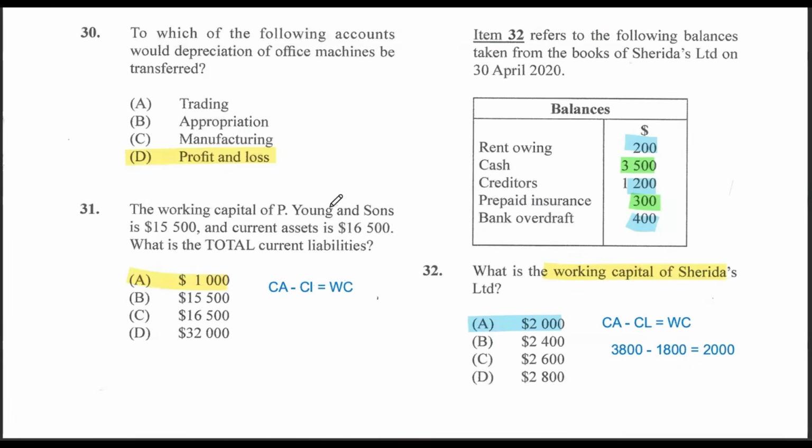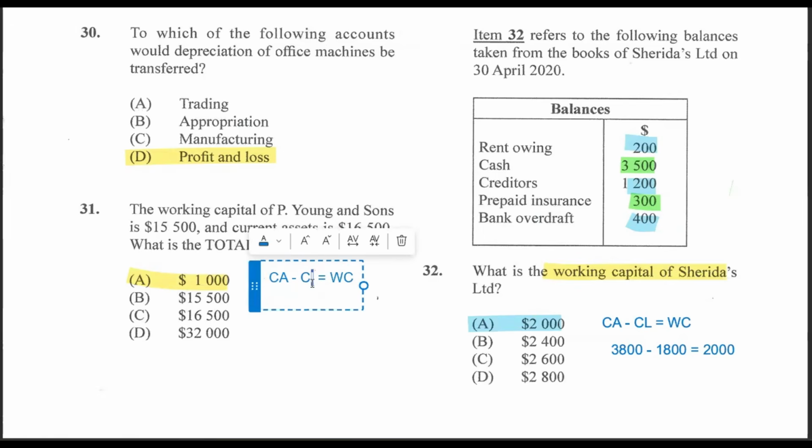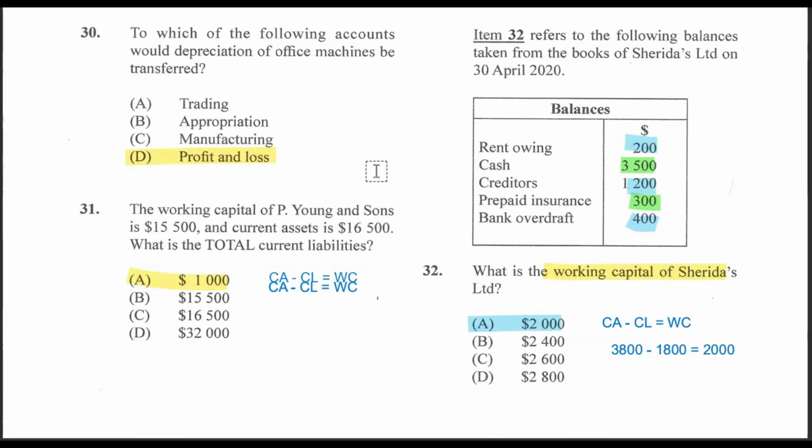Question 31. Working capital of P. Young and Sons is 15.5 and current assets is 16.5. What is the total of the current liabilities? Well, guys, you all know the working capital calculation. Current assets minus current liabilities to give us working capital. So we put those values together and work backwards, and realize that the answer should be $1,000. Current assets of 16.5 minus current liabilities of 1,000 to give us a working capital of 15.5.